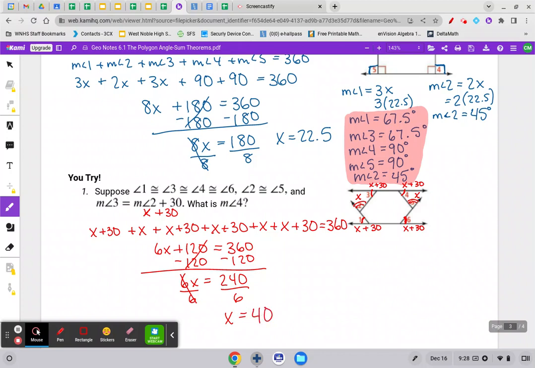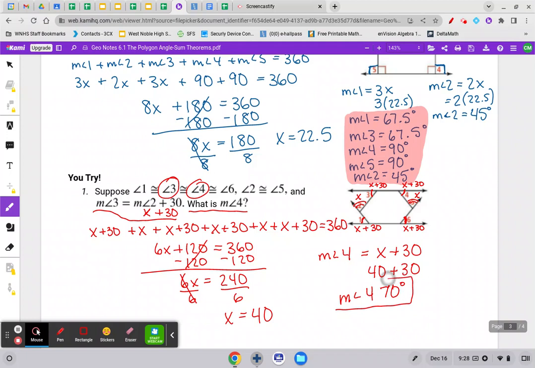Now guys, this time the question isn't what does every angle equal, it's just what is the measure of angle 4. So since the measure of angle 4 is congruent to the measure of angle 3, and the measure of angle 3 is equal to x plus 30, we can just say that the measure of angle 4 is also equal to x plus 30. So we plug in our x value, and we get that the measure of angle 4 is 70 degrees.